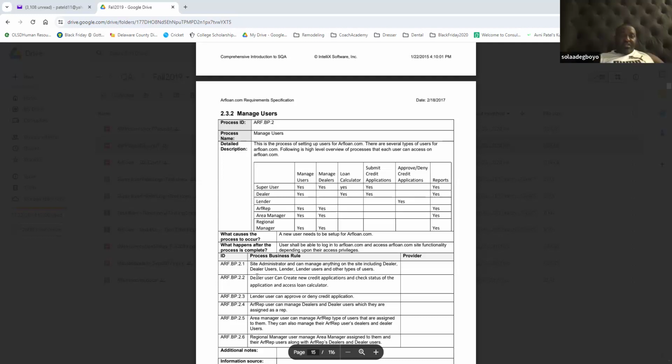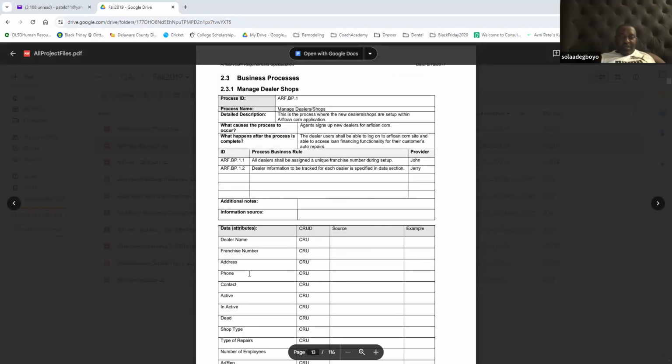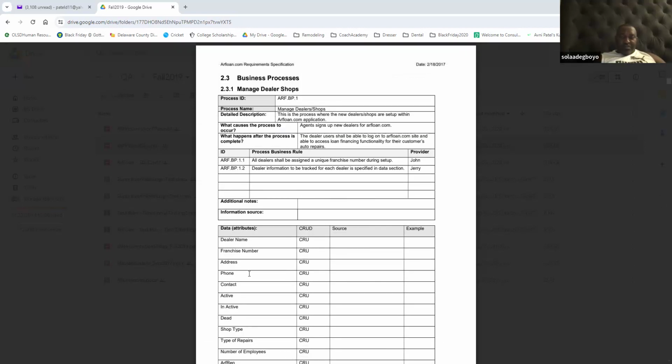Can you go back to the previous page, please? Say that again. Can you go back to the previous page? The 2 point, yeah. So talking about this page, what do you mean by the source and example? Just like the dealer's name that shows the source. What do you mean by source and what's the example?